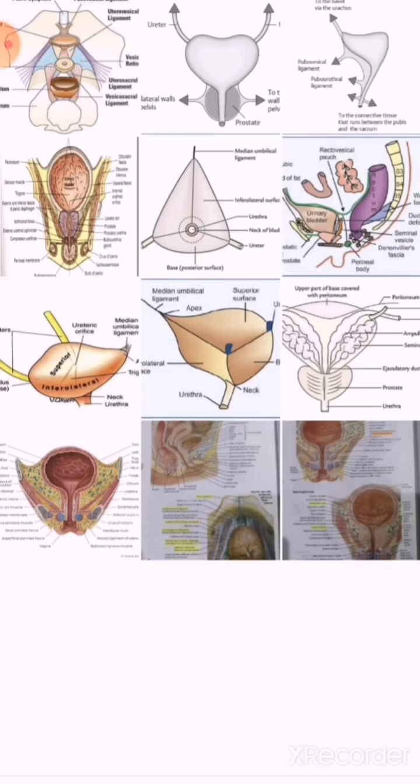Right, now let's talk about the superior surface. Again, the relations are different in the male as well as in the female. Right, in the male, it is completely covered by the peritoneum and is in contact with the sigmoid colon and with the coils of the terminal ileum.